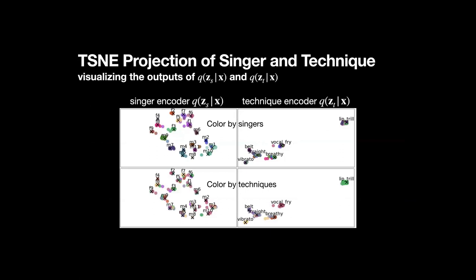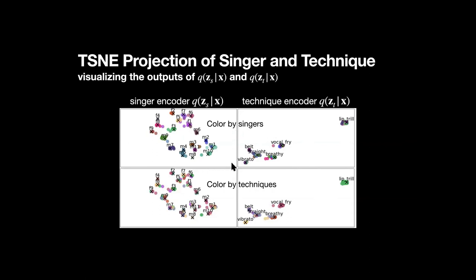So here's the t-SNE projection of the singer and technique latent variable. Specifically, we visualize the outputs of the singer encoder and the technique encoder. On the left column, it is the output of the singer encoder. On the right column, it is the output of the technique encoder. In the first row, we color the latent variable by singers.